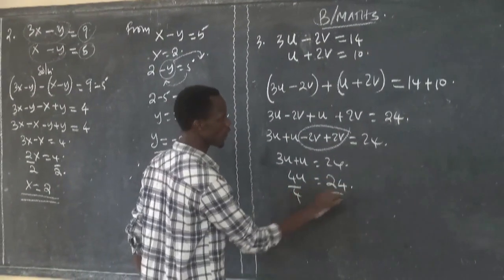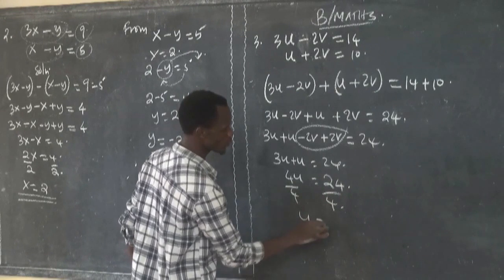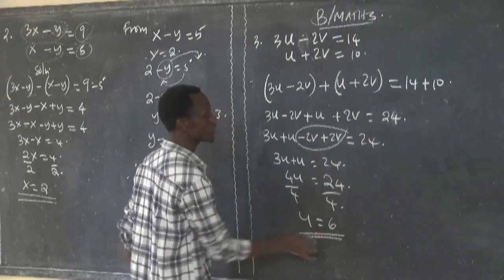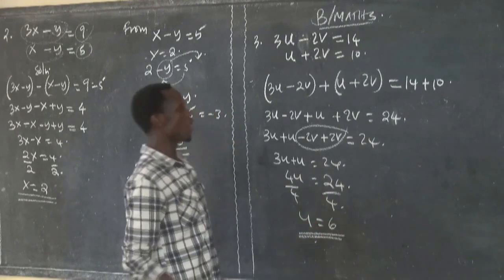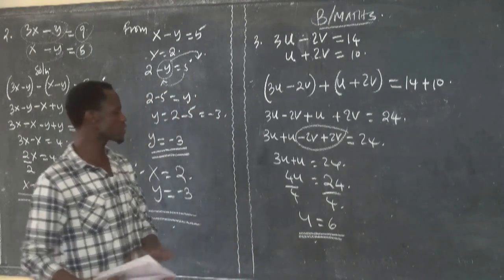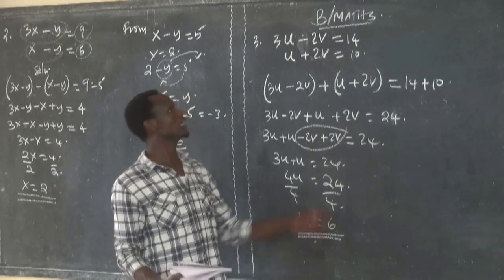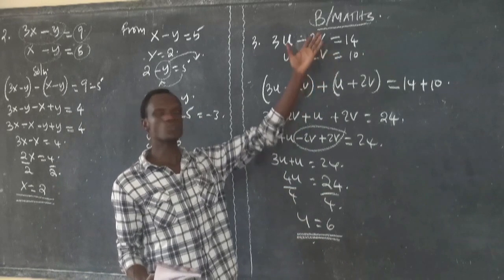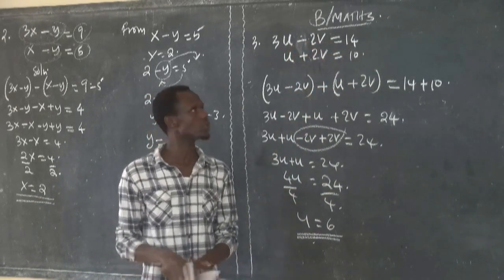Now you divide by 4, you divide it by 4. Now u is equal to what? 6. Now this is the value of u. Now after we have got the value of u, now what next? We have to substitute the value of u in the other equation. Just choose one of them as you wish.